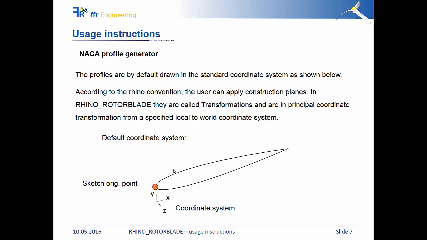What we do is that we basically give a basic local coordinate system to the airfoils, and you can change that. We call this transformation, so you can apply a custom transformation if you want to have this airfoil in a different location in space, but you have to actively do that. If you don't, you have a default coordinate system where this will be drawn, and everything will be with respect to this sketch origin point or the tip point of the airfoil. And yeah, then you have this coordinate system.